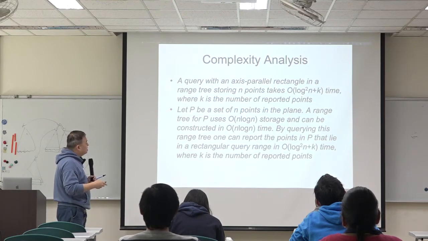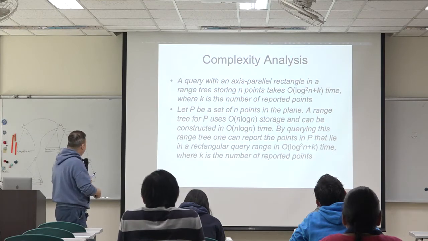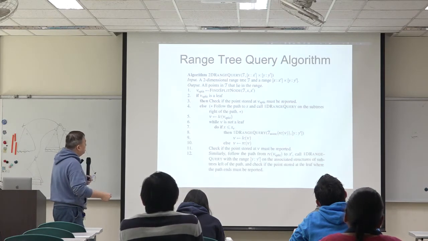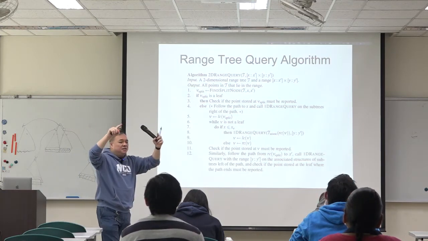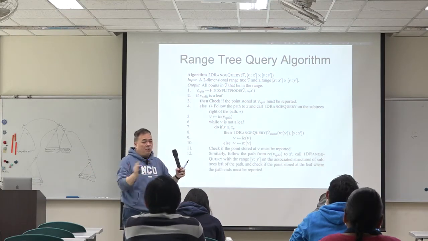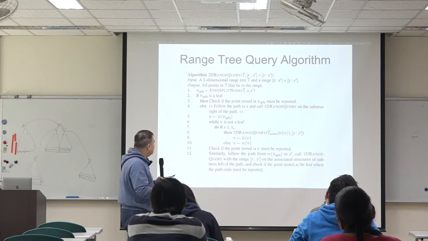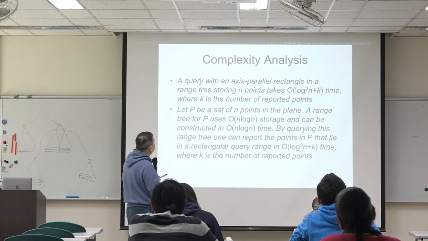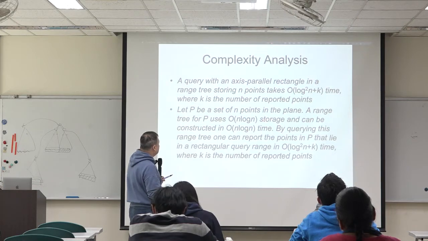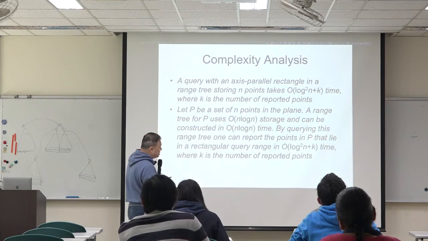So think about this. How much time does it take? Basically you are trying to find the two ends and then report all the points in between, right? Something similar appears here. So the query time is still going to be log n squared plus k.